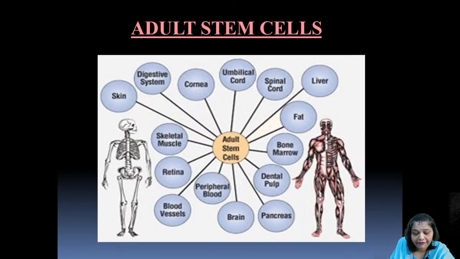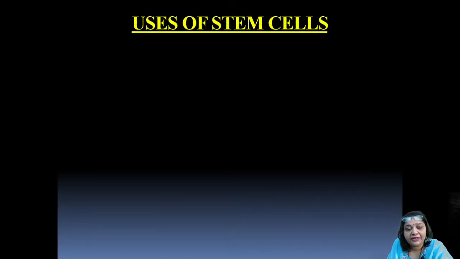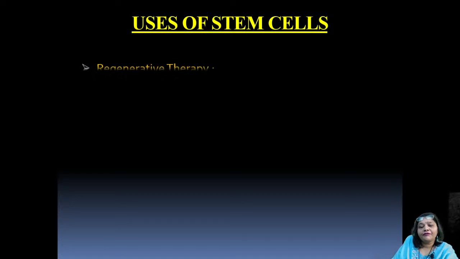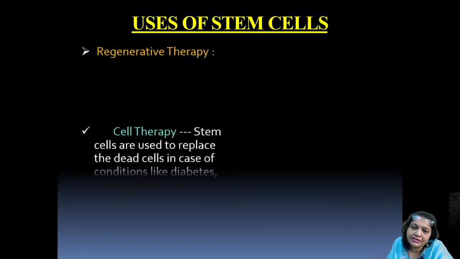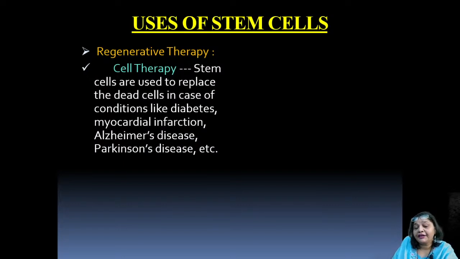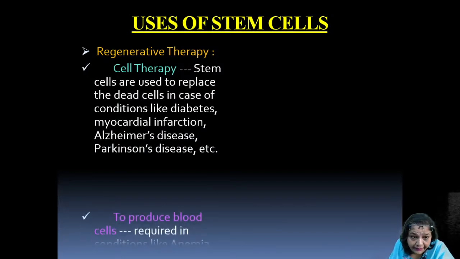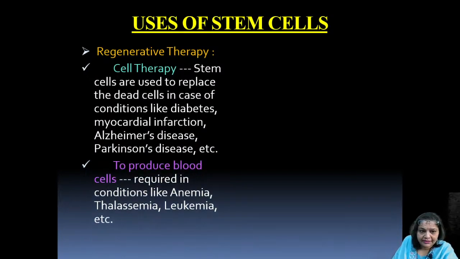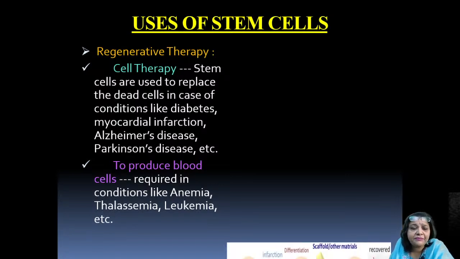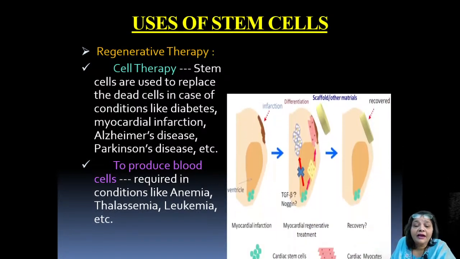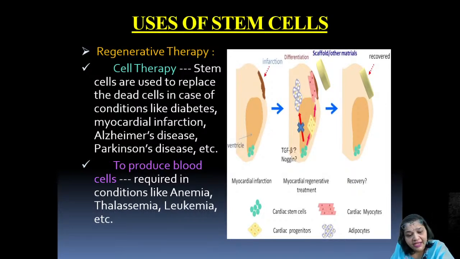So there are many different places from where the adult stem cells can be extracted. Now let us see the uses of stem cells. The stem cells are generally used in regenerative therapy, like cell therapy, and to produce blood cells. In cell therapy, the stem cells are used to replace the dead cells in conditions like diabetes, myocardial infarction, Alzheimer's disease, Parkinson's disease, etc.